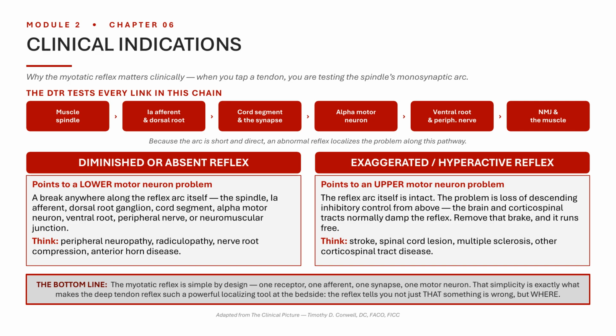When do you test deep tendon reflexes? The short answer is in almost any patient with a neurological complaint. The clinical indications fall into several categories. First, any complaint involving weakness, numbness, or tingling. These symptoms may reflect pathology anywhere from the motor cortex to the peripheral nerve, and DTR testing helps you localize. Second, radiculopathy. A patient with neck pain radiating down the arm or back pain radiating down the leg deserves a reflex examination to identify the affected root level.